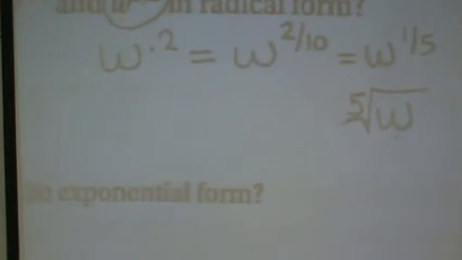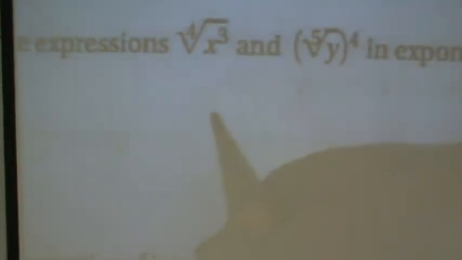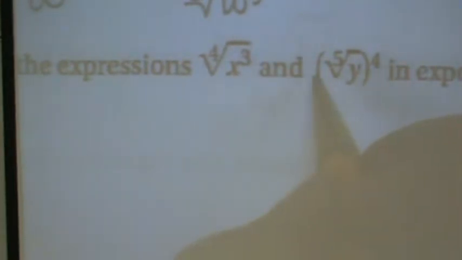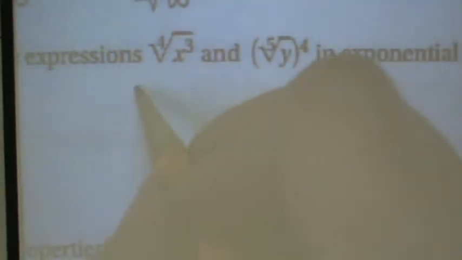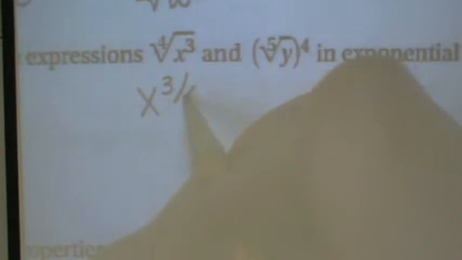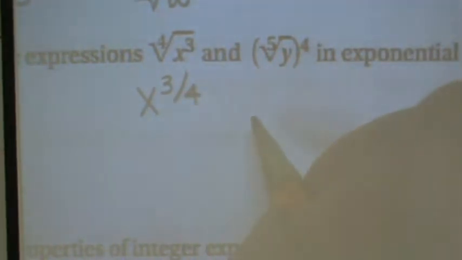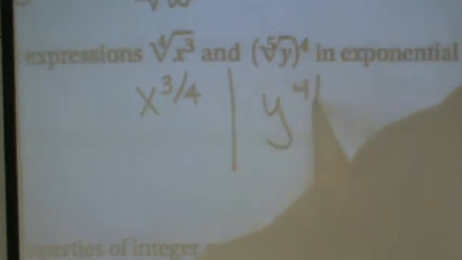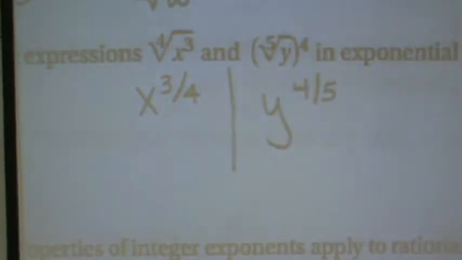Okay, now how do you do B? Try B for me. Read the directions. It says, write the expressions in exponential form. These are in radical form. So can you write this in exponential form? What would this one be? X to the 3/4. X to the 3/4, excellent, and it's bottom heavy, so you can't do anything. What about this next one? Y to the 4/5. Y to the 4/5, and we're done.